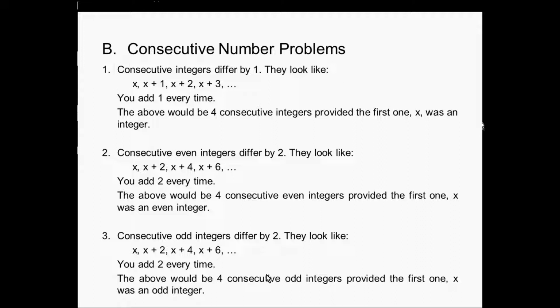So the above would be 4 consecutive odd integers, provided the first one, x, was an odd integer. Like if x is 3, x plus 2 is 5, x plus 4 is 7, and x plus 6 is 9, and so on. Notice when you set up the consecutive even and the consecutive odd, you're going to set them up the same way. So if you see the word even or odd in the word problem, you'll add 2 every time. If you don't see the word even or odd, you're just going to add 1 every time.